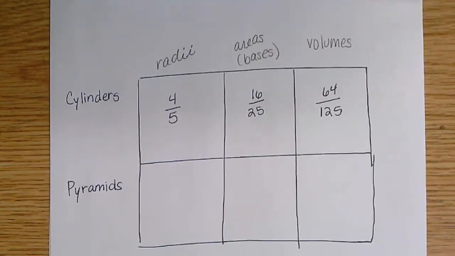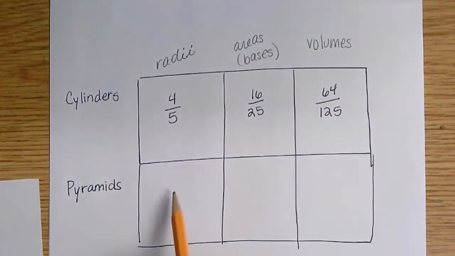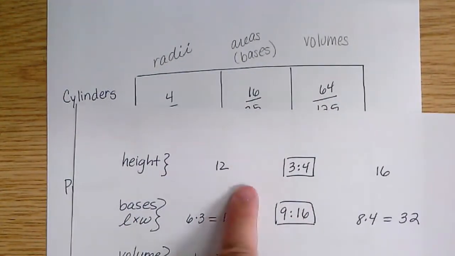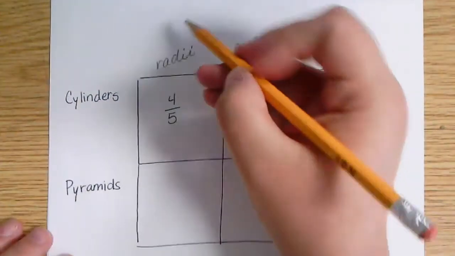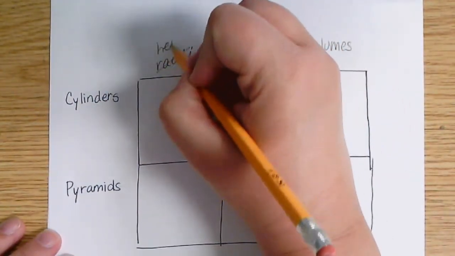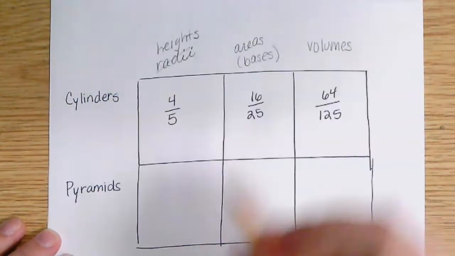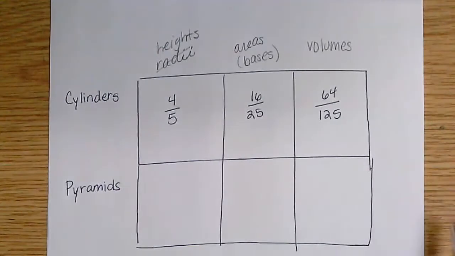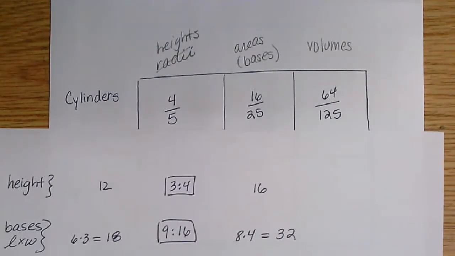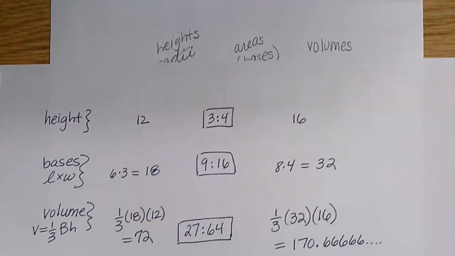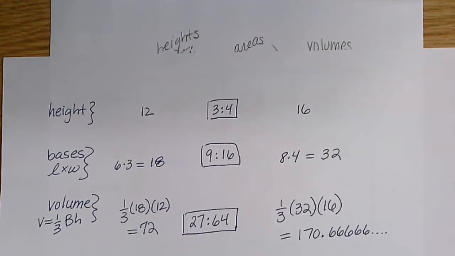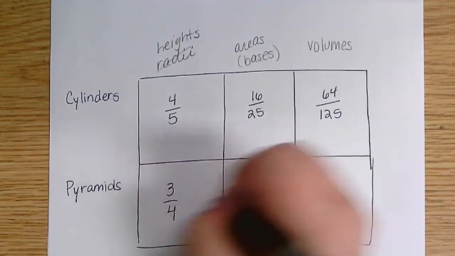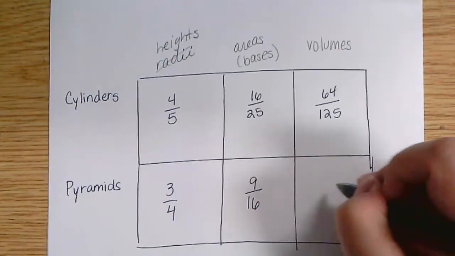Okay, first thing I want to point out about my chart is that this word doesn't really apply to pyramids. We compared the heights, not the radii. Okay, so I'm going to say the heights. And then we did compare the area of the bases, and then we did compare the volumes. So for the heights, we got 3 to 4. For the area of the bases, we got 9 to 16. And for the volumes, we got 27 to 64. I know that some of you are seeing the pattern here.